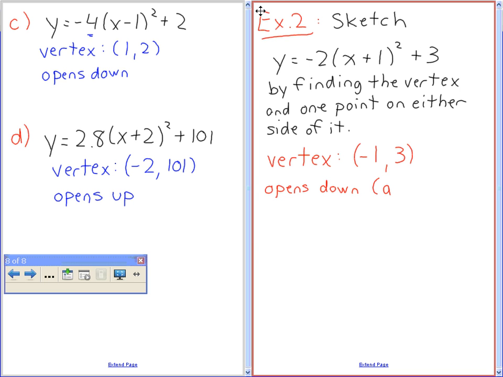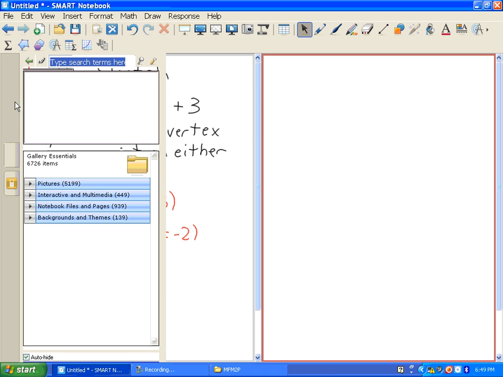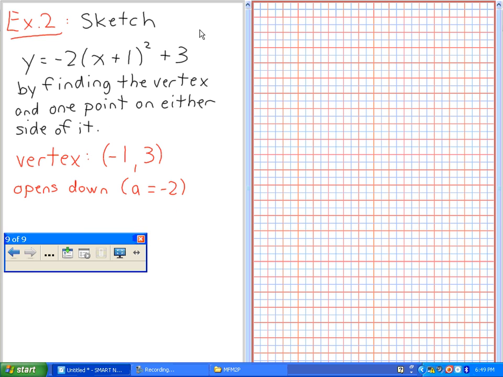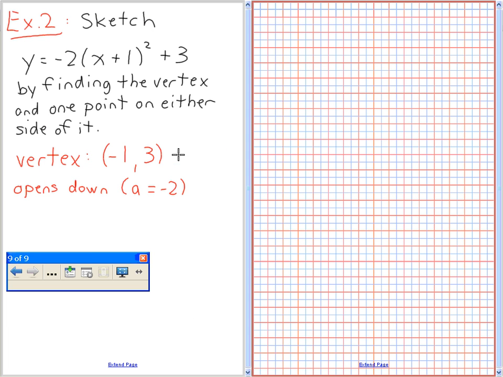Now the next part is something new. We've been doing this before, but this is one new point. It says, by finding the vertex and 1 point on either side of it. I'm going to start off here quickly by graphing this. And on your choice assignment, you have to do one of these and one question involving x-intercepts and y-intercepts. I'll learn more about x-intercepts and y-intercepts for this graph a little later on.